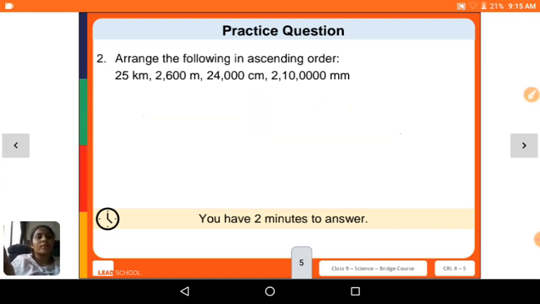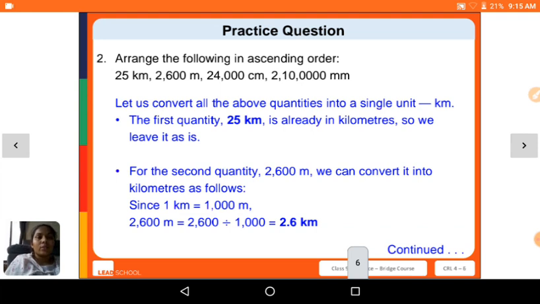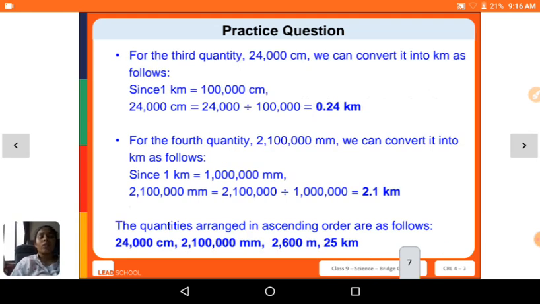Okay, now let's check. Now we can arrange all this in ascending order. So let us convert all the above quantities into a single unit, kilometer. The first quantity is 25 kilometers, which is already in kilometers, so we leave it as it is. For the second quantity, 2600 meter, we can convert into kilometer as follows. 2600 meter divided by 1000 gives 2.6 kilometer. For the third quantity, 24,000 centimeter, we convert into kilometer as follows.